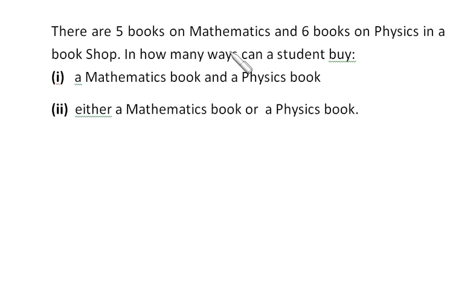There are 5 books on mathematics and 6 books on physics in a bookshop. In how many ways can a student buy a mathematics book and a physics book? That means 2 simultaneous events are there. He has to buy 2 books, one of maths and one of physics. So for one book of math he has 5 choices, and simultaneously he has to buy one book of physics, so he has 6 choices. So 5 into 6, 30 combinations he can get, right? Or 30 ways he is having.